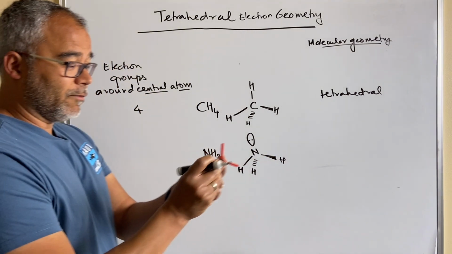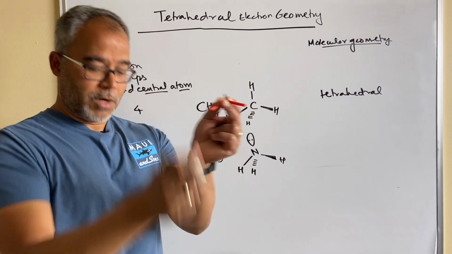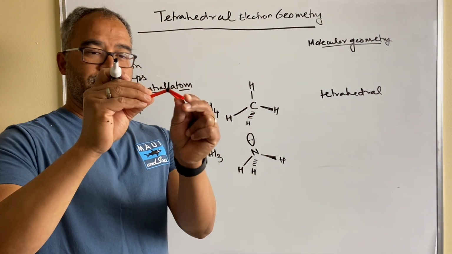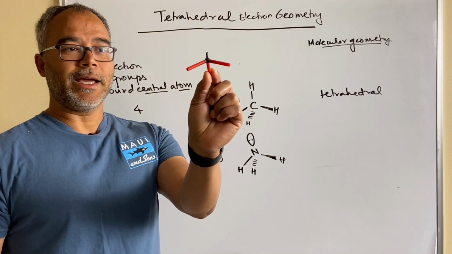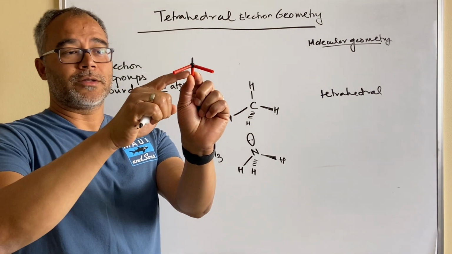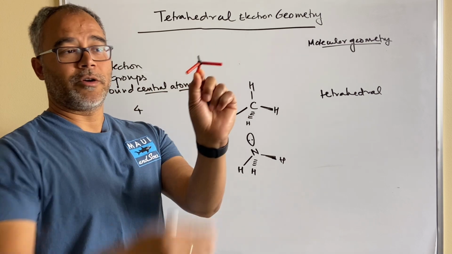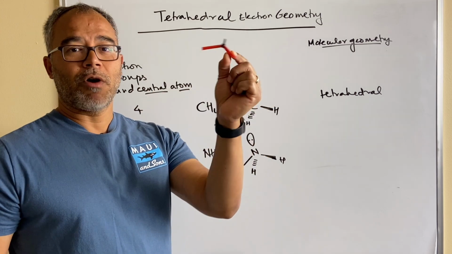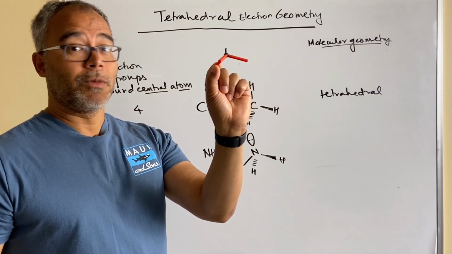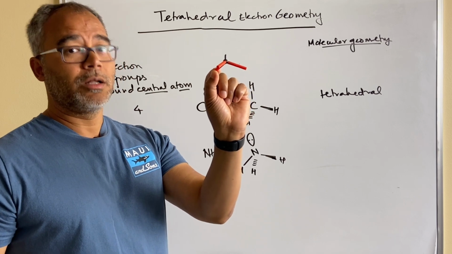If you pull off one of these bonds, that's what NH3 would look like. Again, we don't count the lone pair, so that kind of looks like a pyramid. If you connect all the lines, these are the faces of the pyramid, but it's 3-pronged, right? Therefore, the molecular geometry would be trigonal pyramidal.